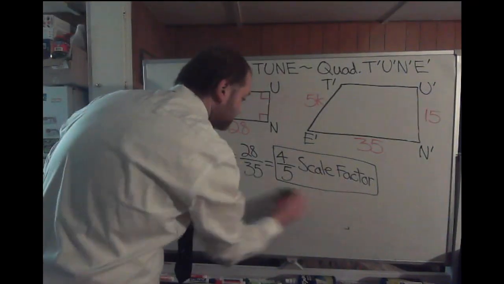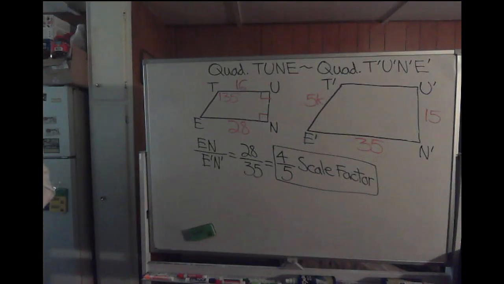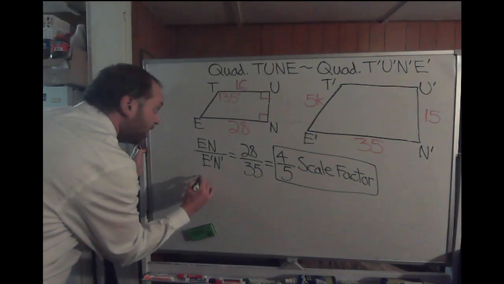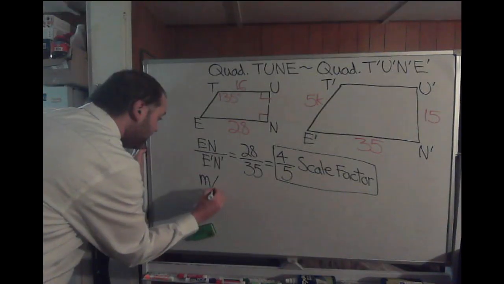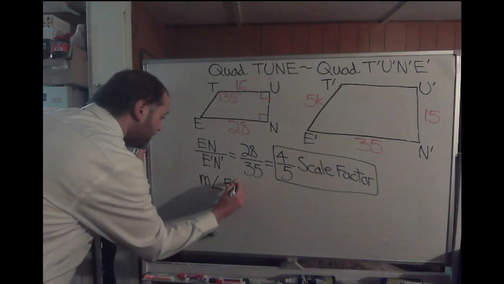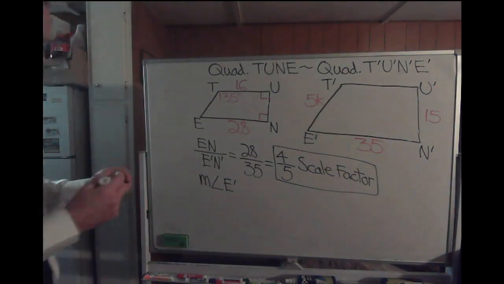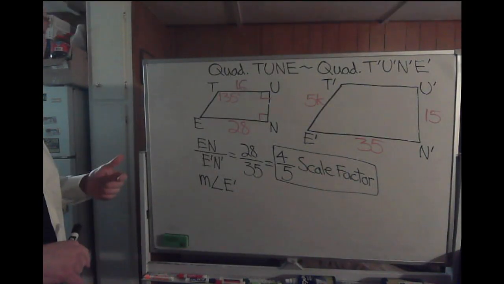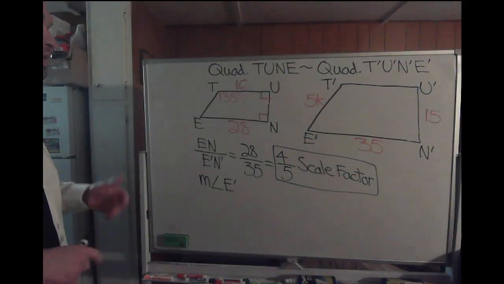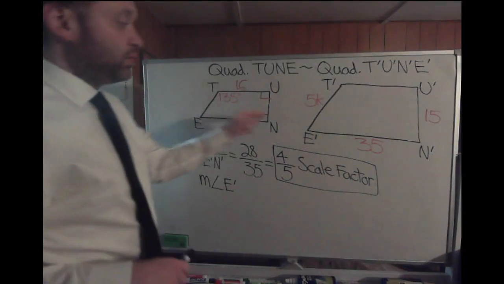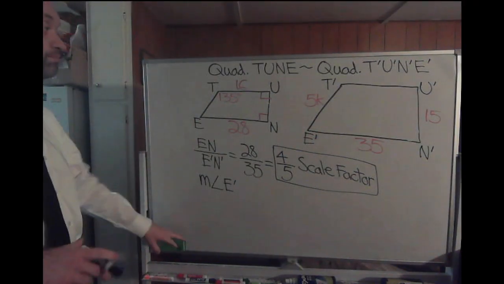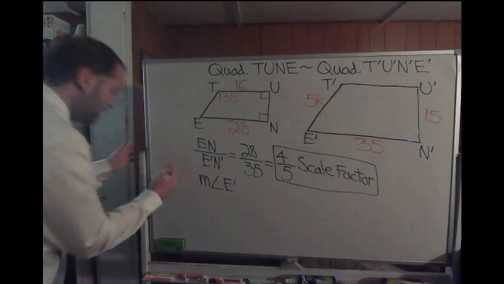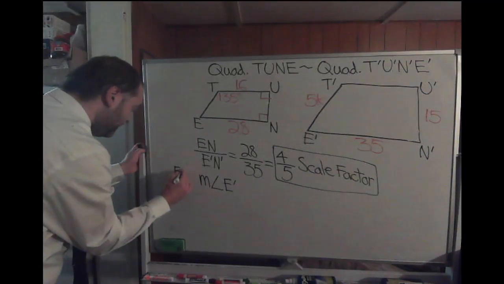What else can we ascertain? What else do they want us to know? The measure of angle E prime. We have to find the measure of angle E prime. Well, here's one thing. We don't even know the measure of angle E, do we? So how in the world are we going to find E prime? Well, first we're going to find angle E. Let's find angle E.